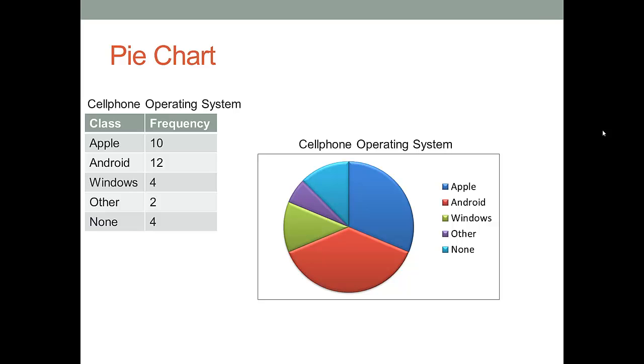One limitation is if there's too many classes, the pie can get chopped up into too many pieces to where it's hard for the reader to tell which slice is which. But for a small number of classes, it works quite well.